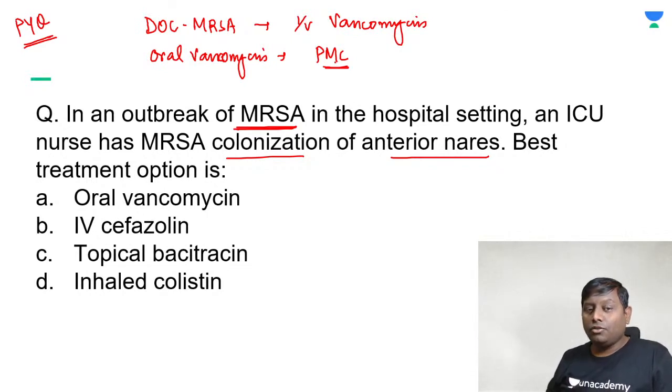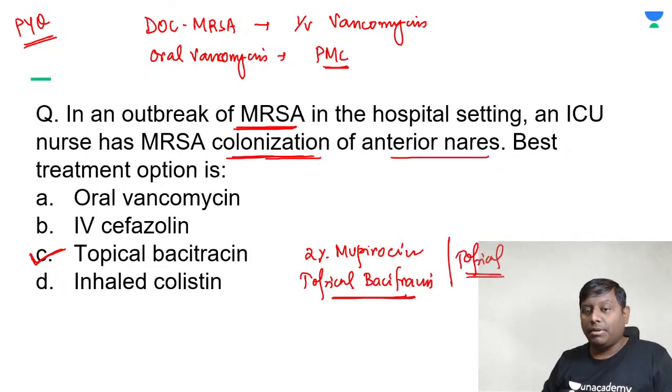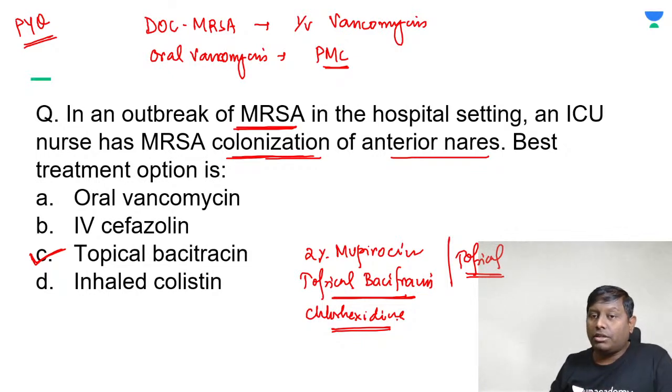Okay. So for MRSA colonization of anterior nares, we will be using 2% topical bacitracin, or 2% mupirocin. Mupirocin topical we can use, or we can even use topical bacitracin. This will be used for the colonization of the anterior nares, and both of them are topical agents, remember, for the colonization. Plus you can even use chlorhexidine, and for washing you can use chlorhexidine also by the topical route. Okay, so for the topical route of anterior nares colonization for the MRSA group, we will be using this.